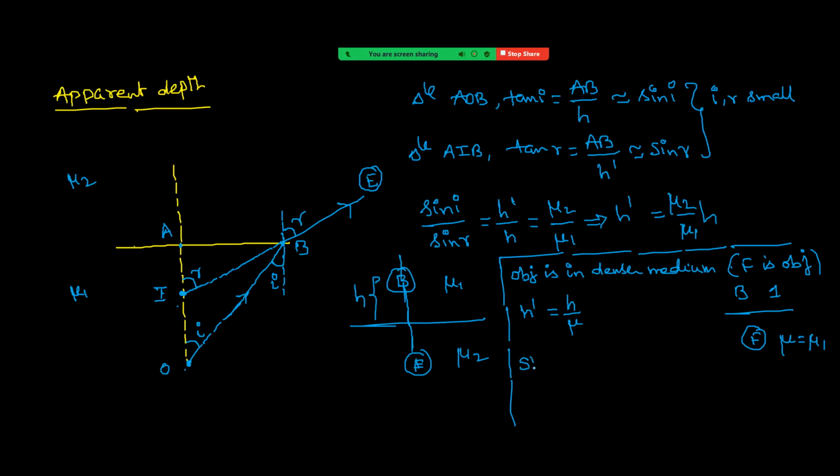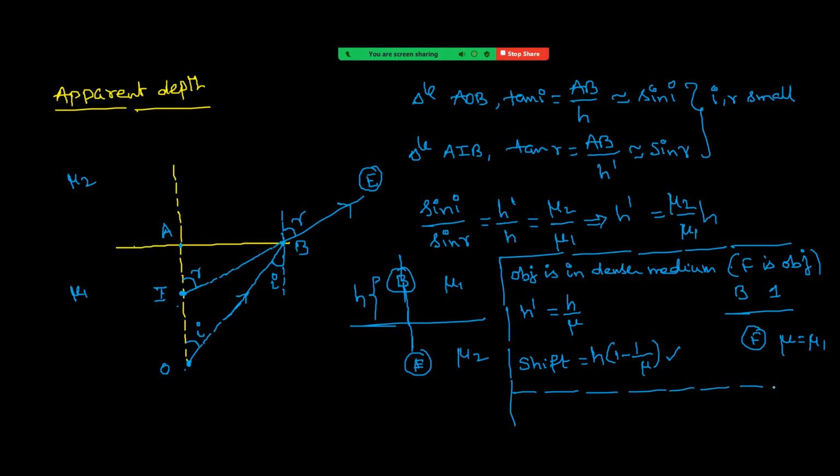So what is now the shift? Shift equals h into 1 minus 1 by mu. You can see here the actual depth is AO, the real depth is AI, and the shift is IO. That means H minus H by mu is the shift.